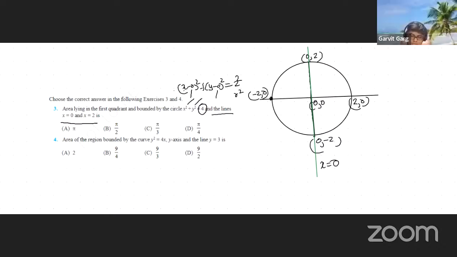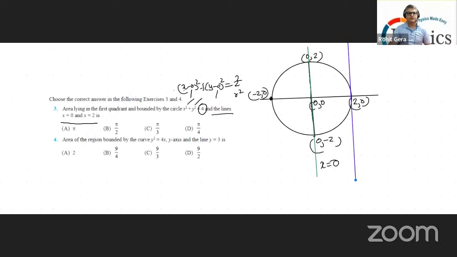Right? Yes, sir. So this is x is equal to 2. Sorry, so this will continue forever. At every point on this line, x is equal to 2. y keeps on changing, but x is fixed. Yes, sir. You can see, right?